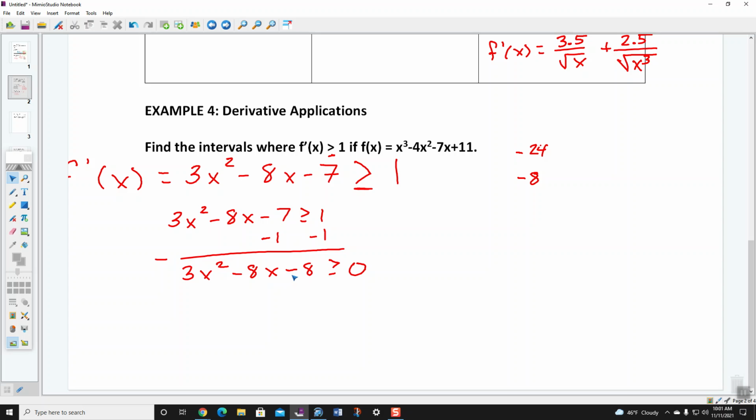And 4 and 2, 8 and 1 would also work, right, but that's not gonna help me. What times to negative 24 and adds to negative 8? Nothing, right? Okay, no problem. Here's what I'm gonna tell you to do. Get in decimals.